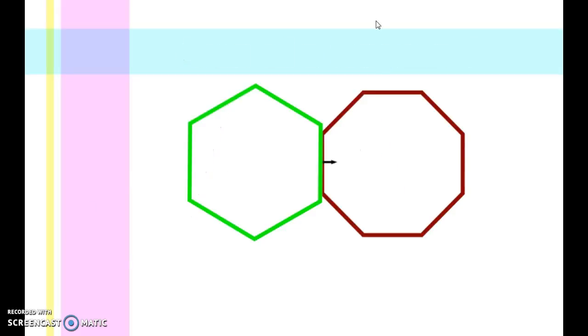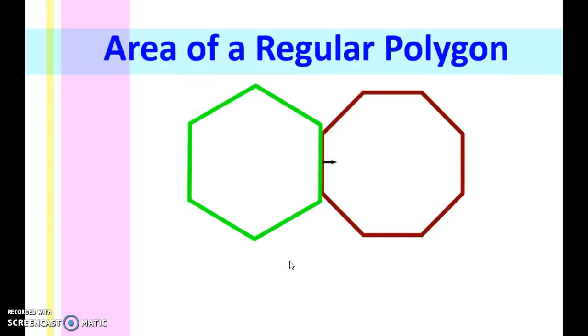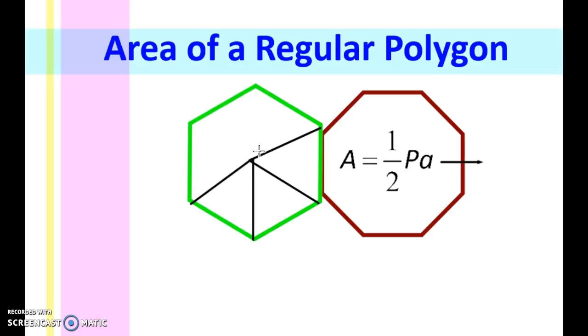Our next shape is a regular polygon. And remember, a regular polygon is any shape that has all sides equal and all angles equal. So like the hexagon or this octagon. We have a special formula for this, which is 1/2 perimeter times apothem. If you have forgotten what the word apothem means, you might need to look that up. But of course, remember, you could always break this into triangles and find the area of, in this case of the hexagon, 6 triangles, if you don't remember what the apothem is.